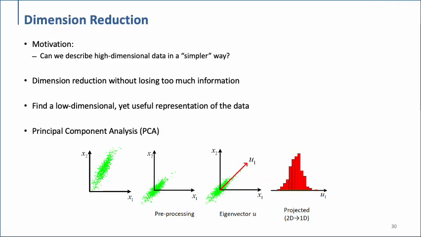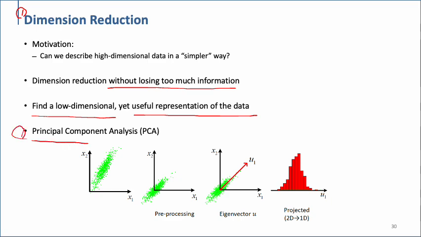In summary, today we have learned basic statistics that can be used in machine learning, and from that we first learned dimension reduction. Dimension reduction is reducing the dimension without losing too much information. So the objective is finding a low-dimensional but useful representation of the data. Among the dimension reduction methods, today we have learned the first algorithm, which is principal component analysis.